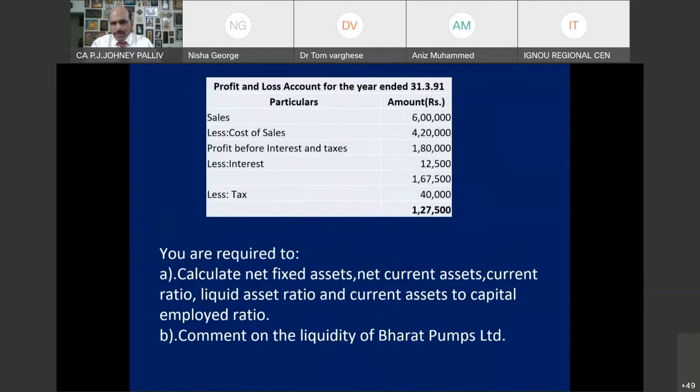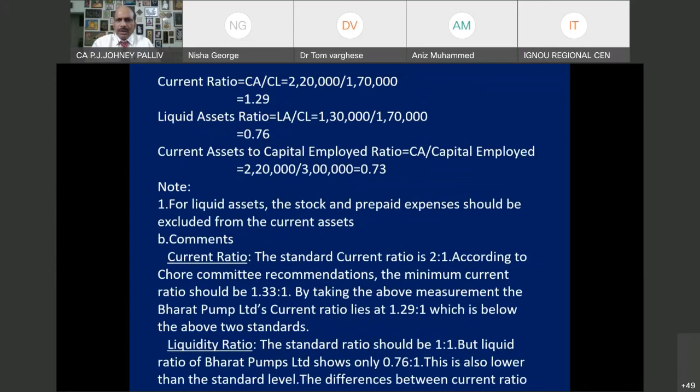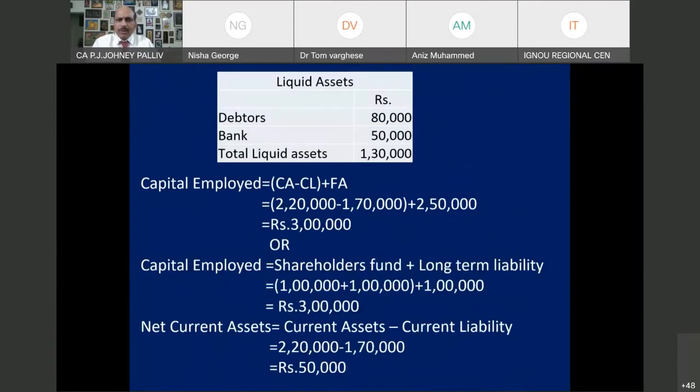They said, find out current assets to capital employed ratio. So, current assets to capital employed ratio is equal to current assets divided by capital employed. Friends, current assets, you know, 2,20,000. And you should know what is capital employed. You see, capital employed is equal to, very, very important, capital employed is equal to current assets minus current liability, that is working capital, plus fixed assets. Current assets minus current liability plus fixed asset is equal to capital employed. Current asset is 2,20,000. Current liability is 1,70,000. And fixed asset is equal to 2,50,000. So current assets minus current liability is 50,000 plus 2,50,000. It comes to 3,00,000 rupees. Therefore, capital employed is fixed assets plus working capital.